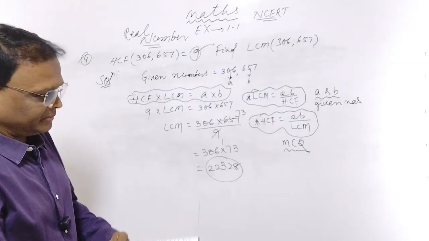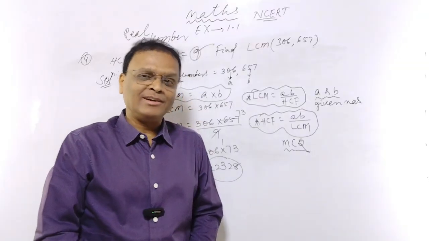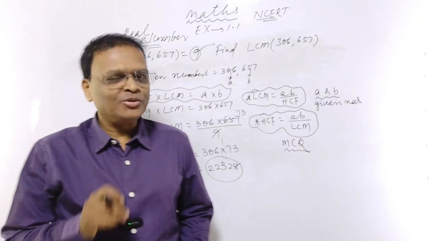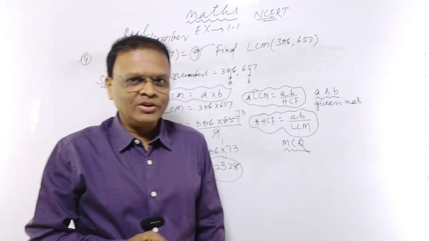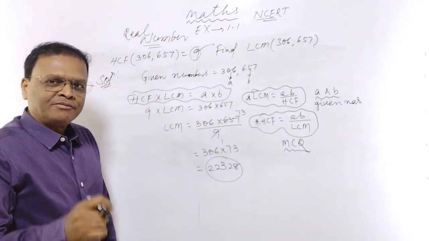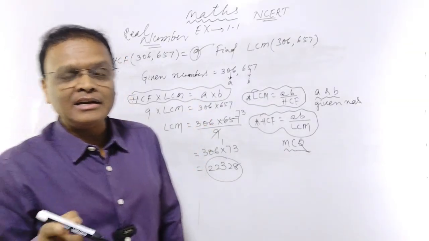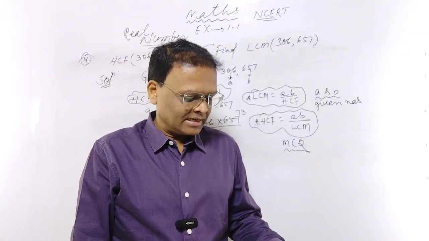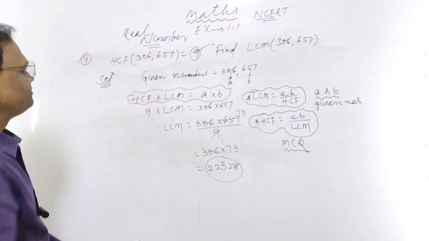Now question number 5. What is question number 5 actually asking? That one also I had already explained in the conceptual classes. Whatever is in your exercise, in fact all those things I had explained earlier, so that you will not face any kind of problems while doing the problems from the exercise. The fifth question is asking: check whether 6 to the power of n can end with the digit 0 for any natural number n. This is question number 5.